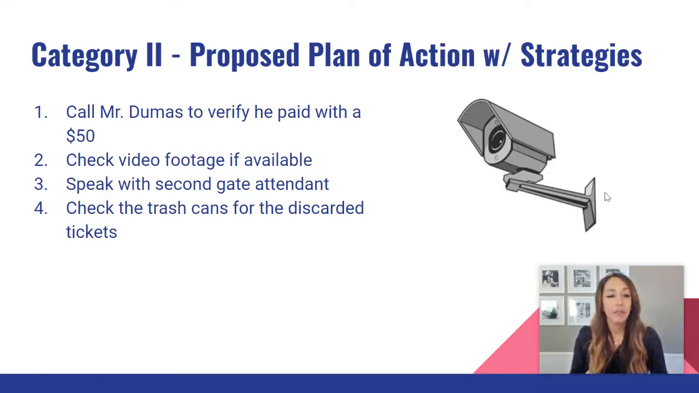Proposed plan of action. I think the best thing to do first is to call Mr. Dumas to verify he paid with a $50 bill. The fact that Mr. Stevens couldn't find that when he was going through the funds at the end of the night is what, I feel, started the suspicion here. And so I think it would be important to call Mr. Dumas to verify that he actually did pay with a $50 bill, since Mr. Stevens, the principal, did not see that happen.